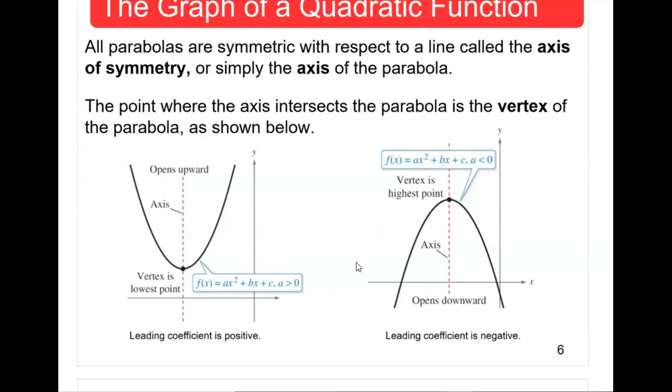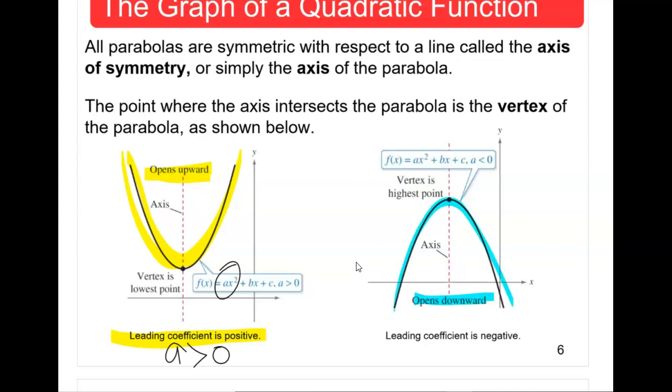The one that is opening upward, like that, and that is because the leading coefficient is positive. So here we're calling it a. So we're going to say a is greater than 0. That's to be positive. And then we have the other case, which will be opening downward. And that will happen because the leading coefficient, the a, is negative. So in other words, a is less than 0.